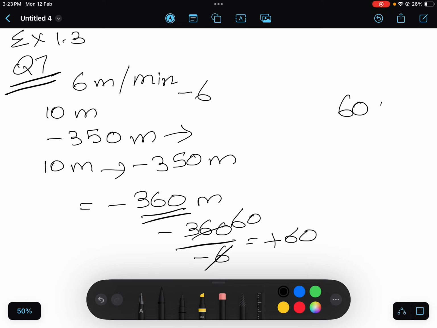And now what is the unit for this? It is 60 minutes. And you know 60 minutes makes 1 hour. So the answer is 1 hour. So the time taken by the elevator to descend and reach minus 350 meters is 1 hour. So that finishes this question. And also good news is the integers chapter is over. So now let us start with chapter 2, fractions and decimals.